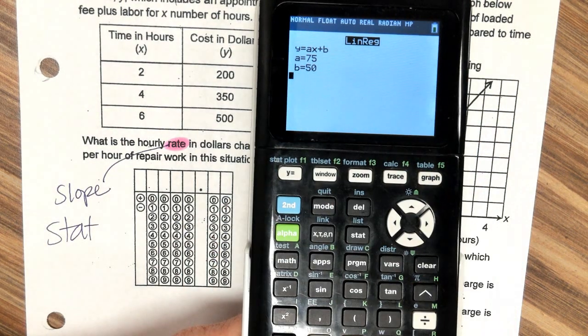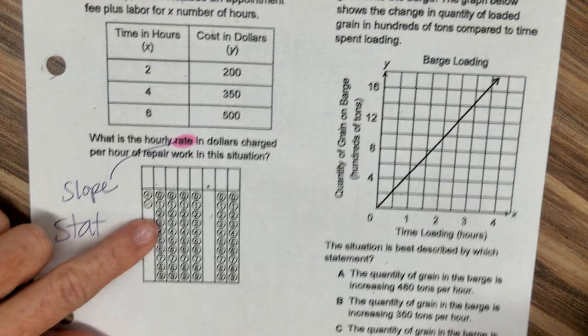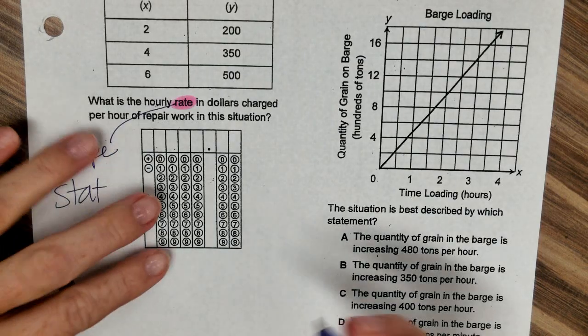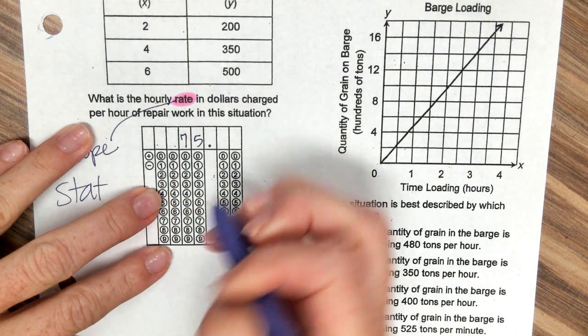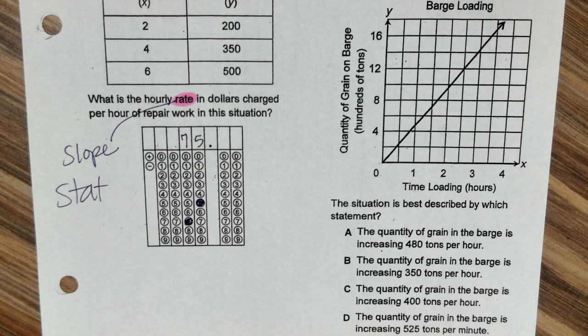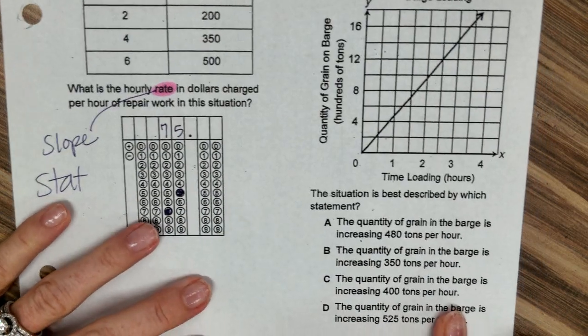What is the slope? 75. So question, where would 75 go on this griddable? Before the decimal, right here. And then you would bubble in the 7 and the 5. You can leave the rest blank. Are there any questions on this? Okay, go to the second one.